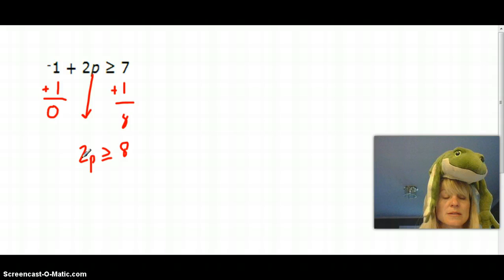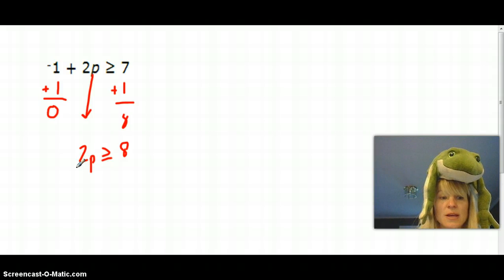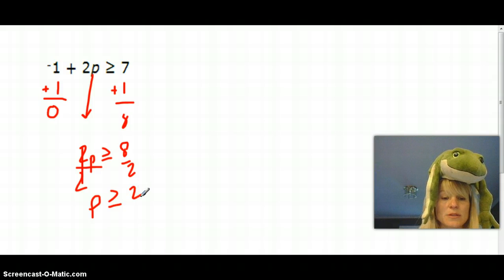And then this is 2 times p, so hopefully you know the inverse of multiplication is division. So I do 2 divided by 2, which gives me 1p, or we can just write p. And then we divide by 2 here, and that will give me p is greater than or equal to 2. Or not 2, sorry. How about 4? Oops. Okay, so we have greater than or equal to 4. Let's divide by 2. All right, so remember that.